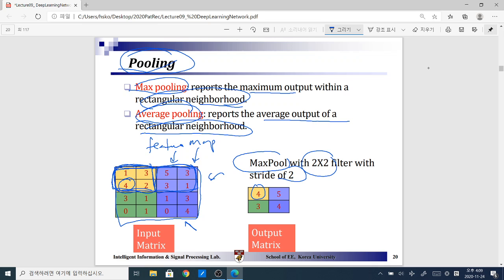And then the next set of the filter, 2x2 with a stride of 2, would be right here. And then out of that, the maximum value would be 5 right here. So I put 5 down here. And similarly, the lower left, you have 3 as the maximum value, and the lower right, the value of 4 is the maximum value. So this 4 by 4 is now reduced down to 2 by 2 as the feature map after going through the max pooling process.